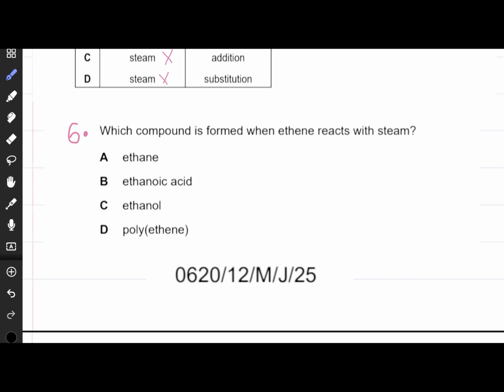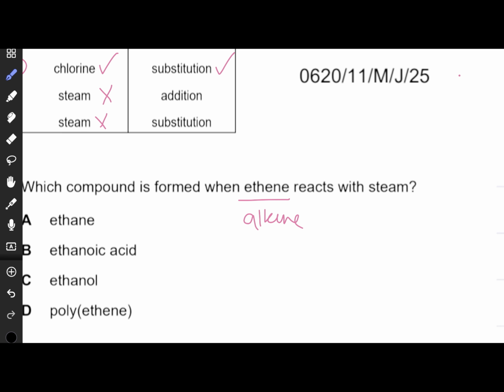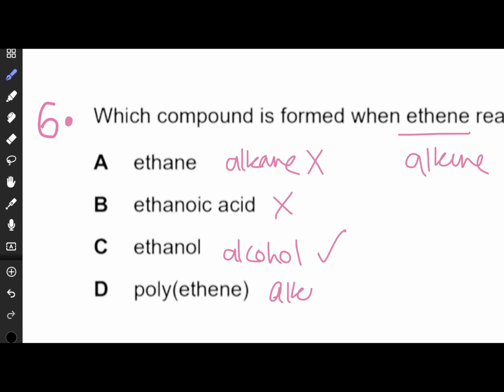Now let's move on to question number 6, which says: which compound is formed when ethene reacts with steam? Ethene is actually an alkene, and steam is actually water. Whenever alkene reacts with steam, the product formed is alcohol. So ethane, which is an alkane, cannot be right. Ethanoic acid is an acid, so this is also not correct. Ethanol is an alcohol, so yes, this can be considered correct. And polyethylene is actually an alkene, so this is wrong again. And the right answer is C.